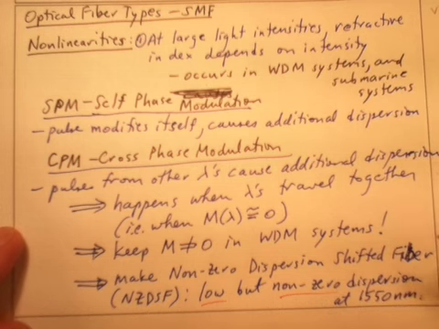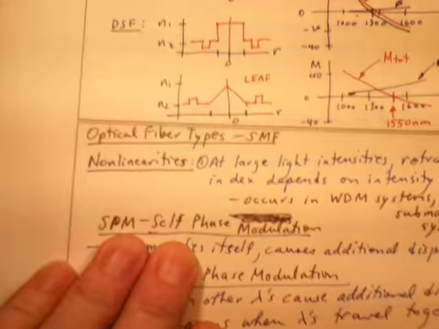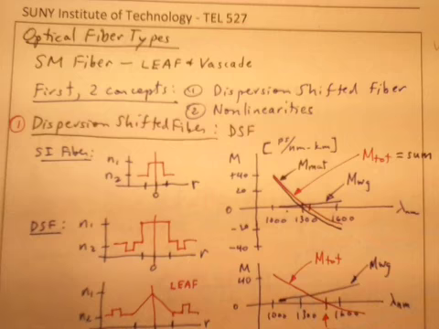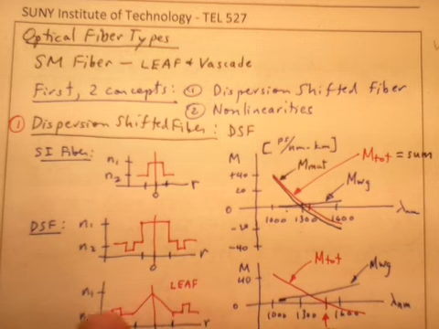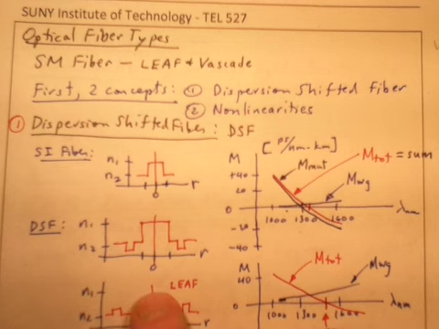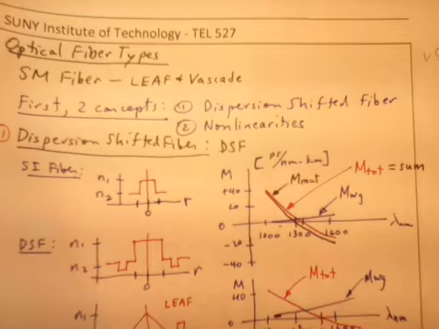So what they do is they make what's called non-zero dispersion shifted fiber, NZDSF, where we've got low but non-zero dispersion at 1550. And in fact, that's what LEAF fiber is. LEAF fiber is non-zero dispersion shifted fiber, and this is from some internet source, I believe it was opticsforsale.com, showing the index profile of LEAF fiber. It's a funny triangular shaped index profile.